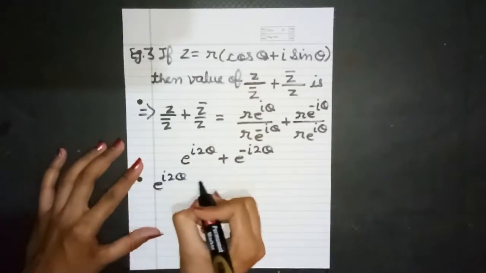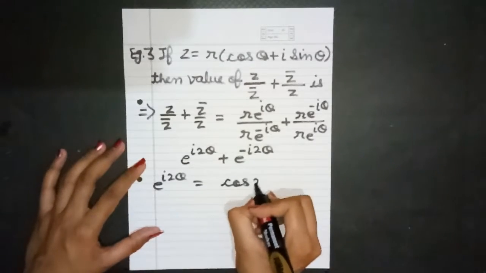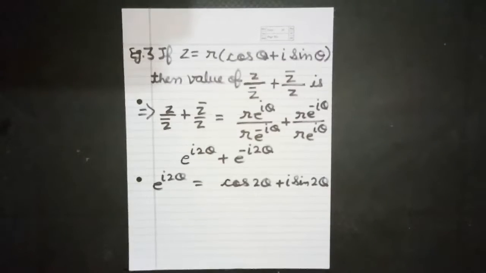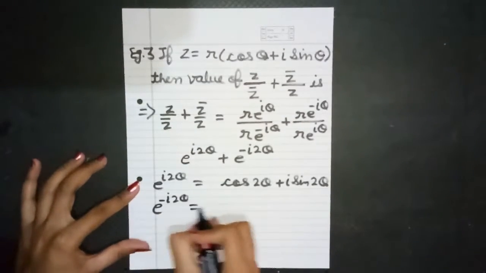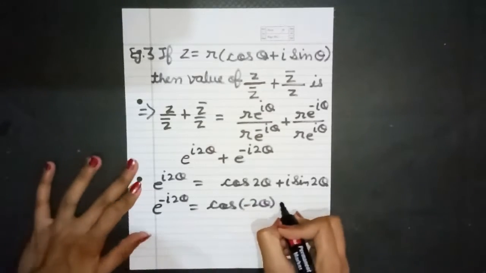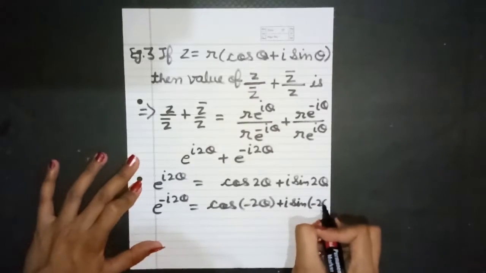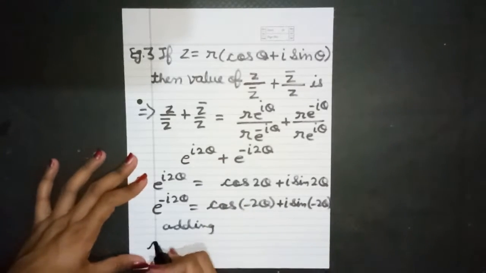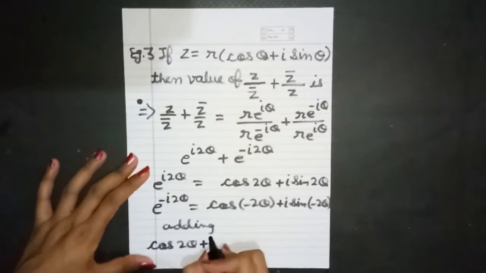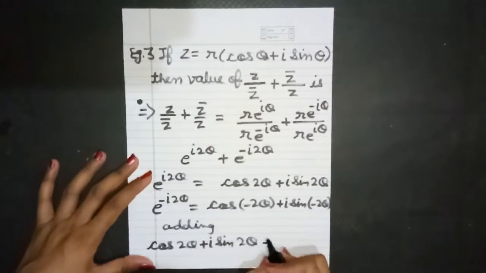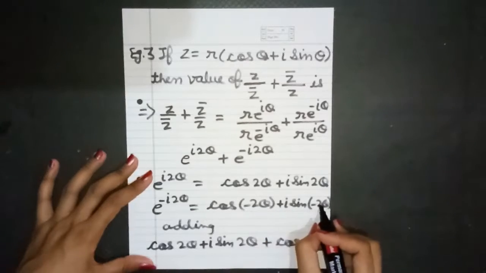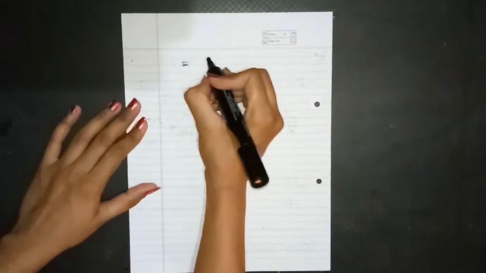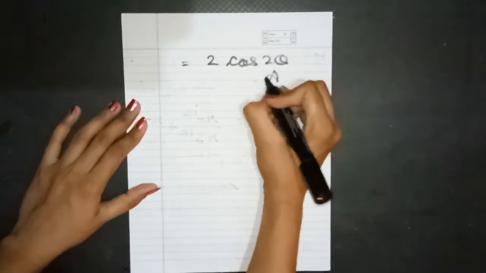Now e raised to power i 2 theta is equal to cos 2 theta plus i sin 2 theta, right? Now e raised to power minus i 2 theta is equal to cos of minus 2 theta plus i sine of minus 2 theta, right? Now on adding these both, we will get cos 2 theta plus i sine 2 theta plus cos 2 theta, because cos of minus theta is equal to cos theta, that's why. Now sine of minus theta is equal to minus sine theta, which is equal to 2 cos 2 theta. So this is the answer.